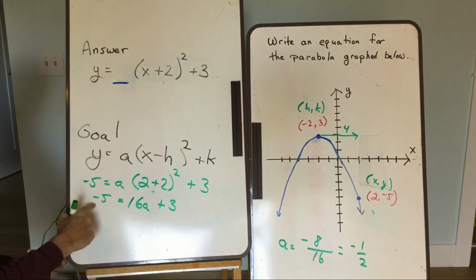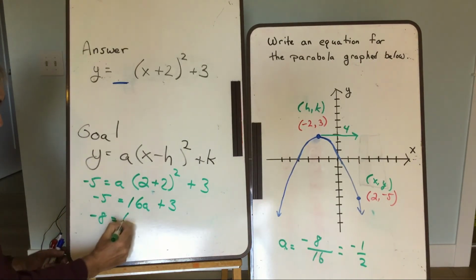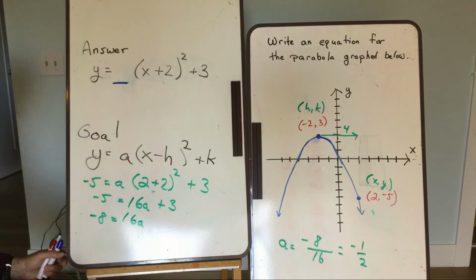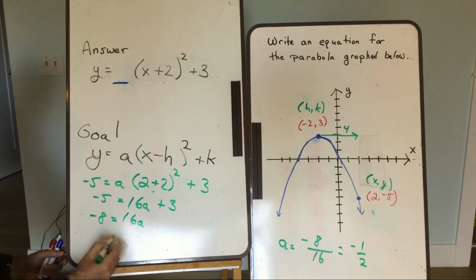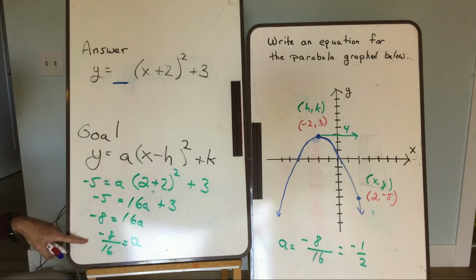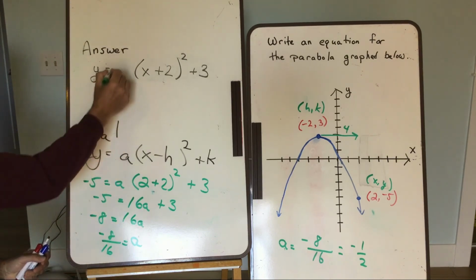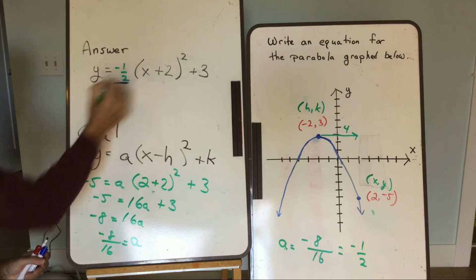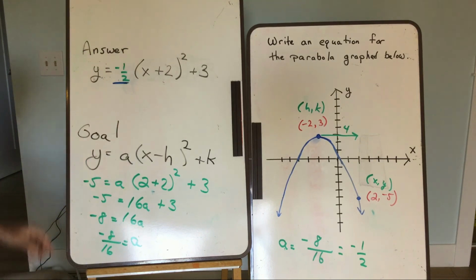Bring the 3 to the left-hand side, and divide by 16. Our a value, once again, is -8/16, or -1/2. We insert that value in for a into our answer, and here's our final answer. y equals -1/2 (x plus 2) squared plus 3.